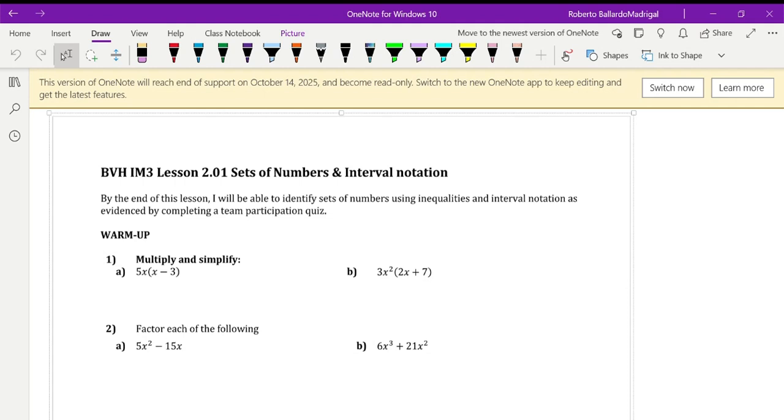All right. So we are going to talk about Unit 2. And Unit 2 we should all be good with because guess what Unit 2 is all about? It's all about quadratics. Okay.